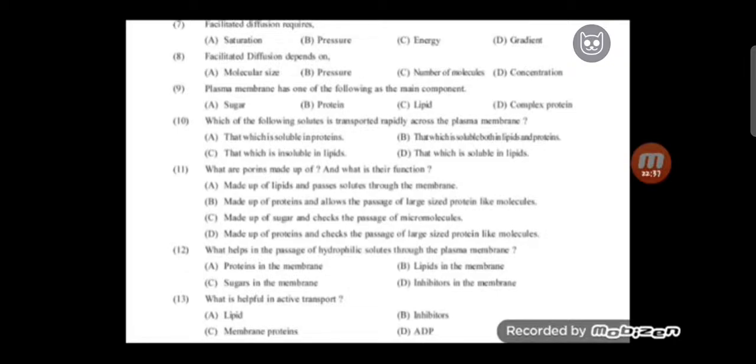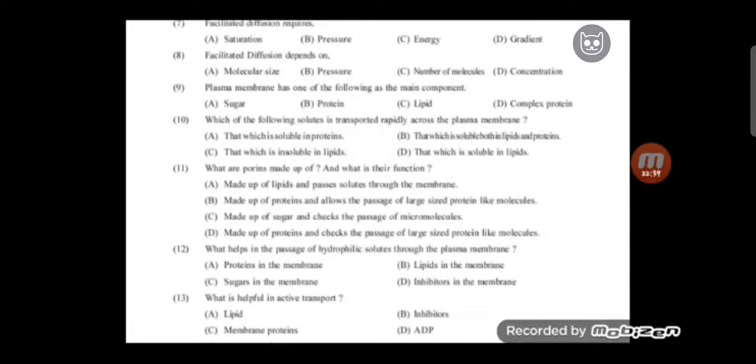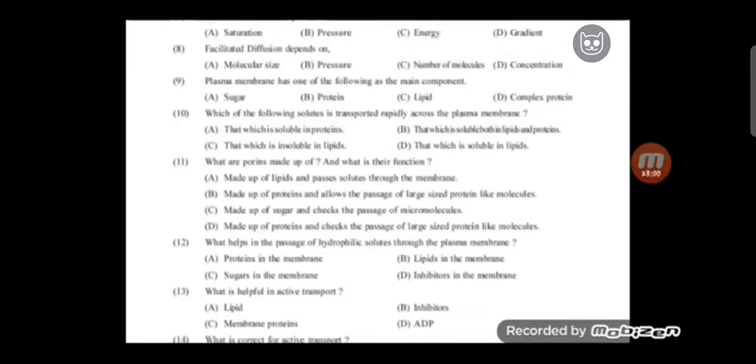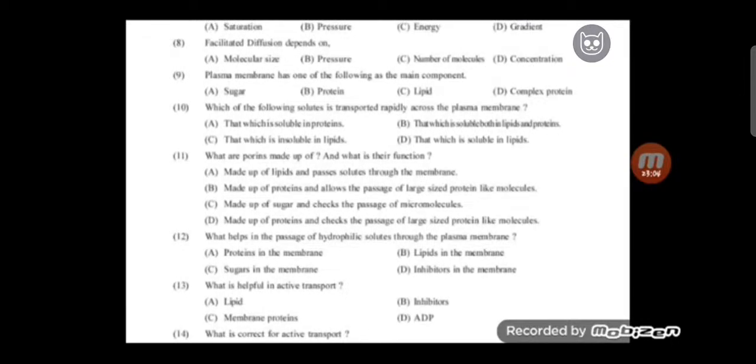Option A, made up of lipids and passes solutes through the membrane. Option B, made up of proteins and allows the passage of large size protein-like molecules. Option C, made up of sugar and checks the passage of micromolecules. Or option D, made up of proteins and checks the passage of large size protein-like molecules. Which one is the correct answer? Let us see.